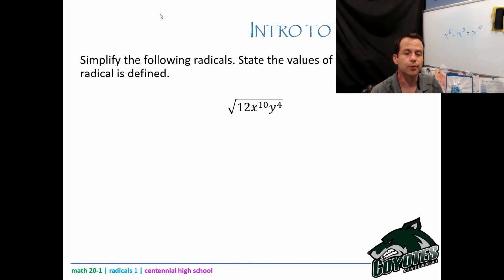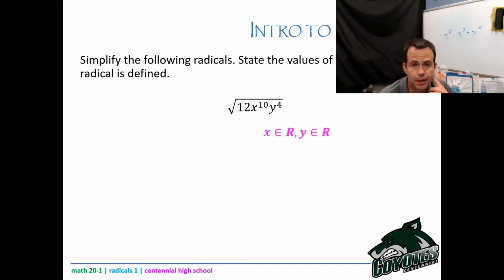Okay, so when I look at 12 x to the 10 y to the 4, well, first of all, I need to think about when x and y are defined. These are both even exponents with a square root, so there are no restrictions. Both x is a member of the reals and y is a member of the reals. Okay, now when I'm looking at just 12, I can take out a 4, that's my perfect square factor, and I'll have left over a 3.